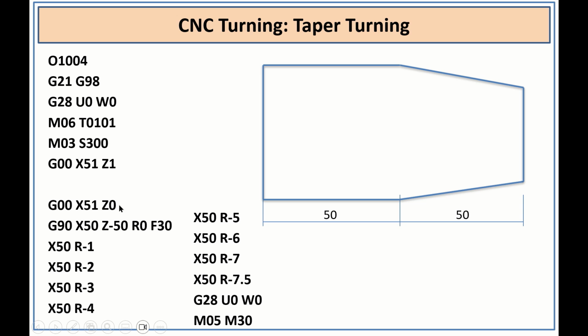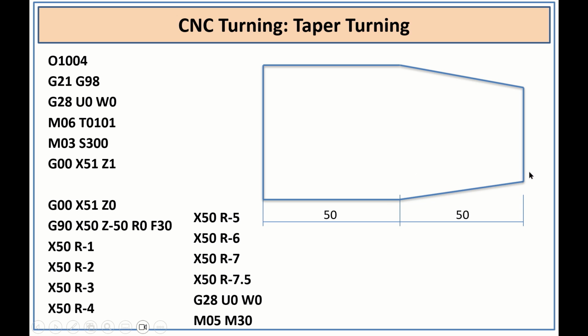So that is why you need to make Z equal to 0, and then G90 is the taper turning cycle. So X50, that means another diameter, the major diameter is only 50, and the depth up to which we need to make the tapering is Z equal to -50.